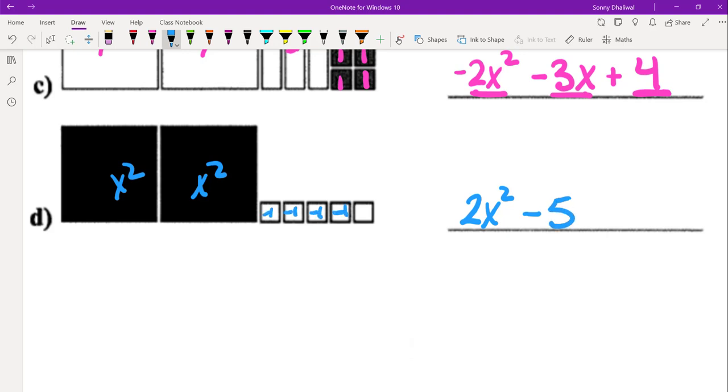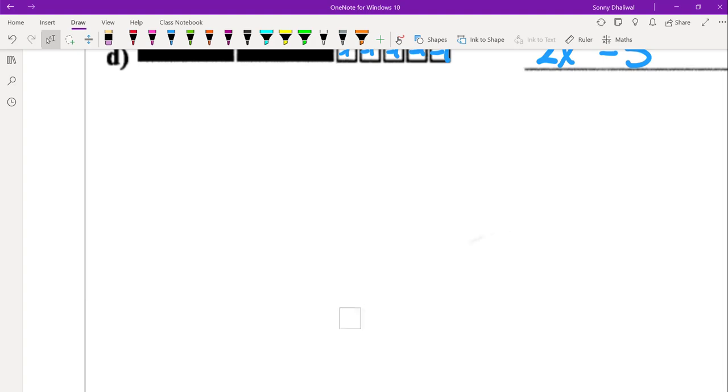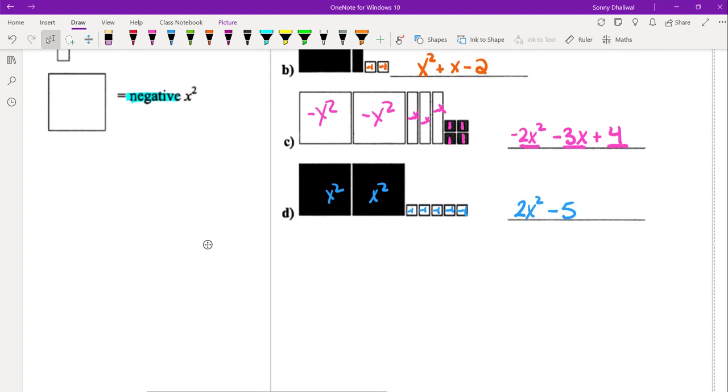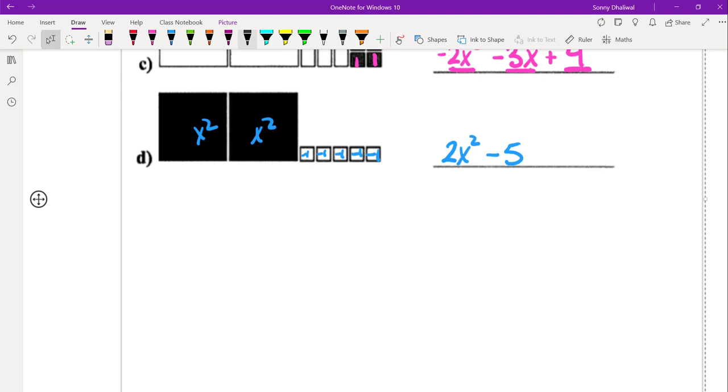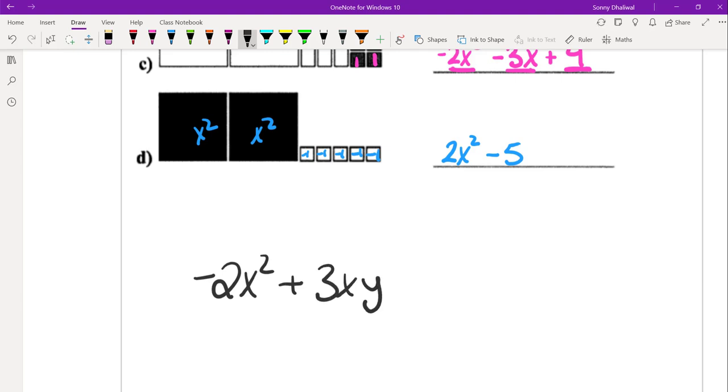Yep. Okay, so we need to be able to translate from the shape to the expression and from the expression to the shape. All right, so I'm going to put some more terminology here that shows up on the questions. Let's make up a question here: 2x squared plus 3xy plus 4. I'm going to talk about some terminology here, okay?